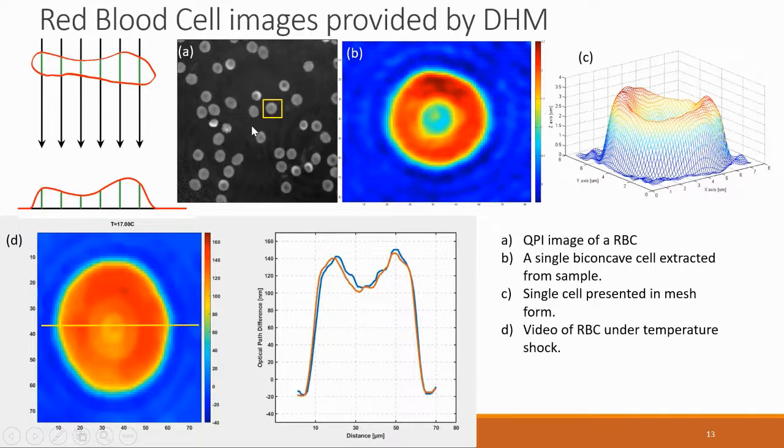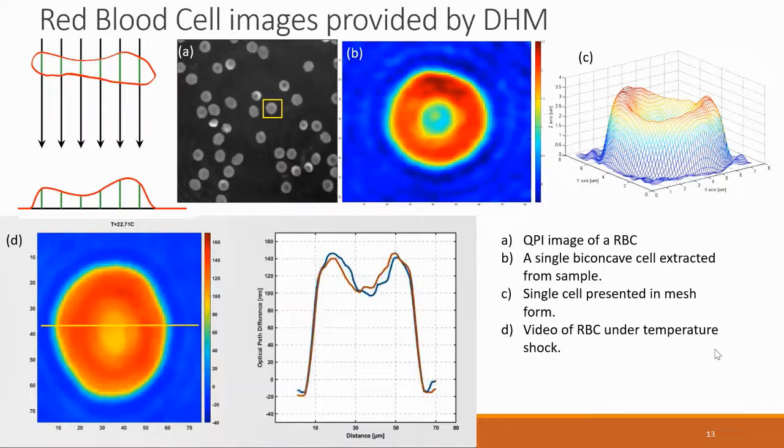In A, you can see an RBC sample. B shows a single cell, and C is a single cell presented in mesh form, and D shows a video of a red blood cell under temperature shock. Let me play this for you. Okay, in the original state, the red blood cell is at 17 degrees. You can see the temperature here. The red one shows the original red blood cell. As time goes by, the temperature increases, and what happens here?